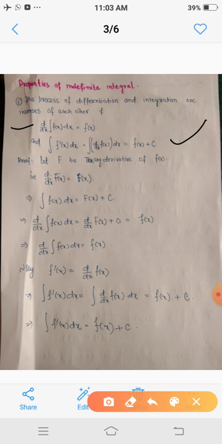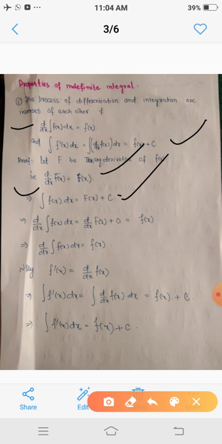We will prove this. Let F(x) be a function whose derivative is small f(x), that is, d by dx of F(x) is small f(x). This implies, by the definition of indefinite integral, as the antiderivative of this small f, that integral f(x) dx equals F(x) plus c. So this is by the definition of indefinite integral.